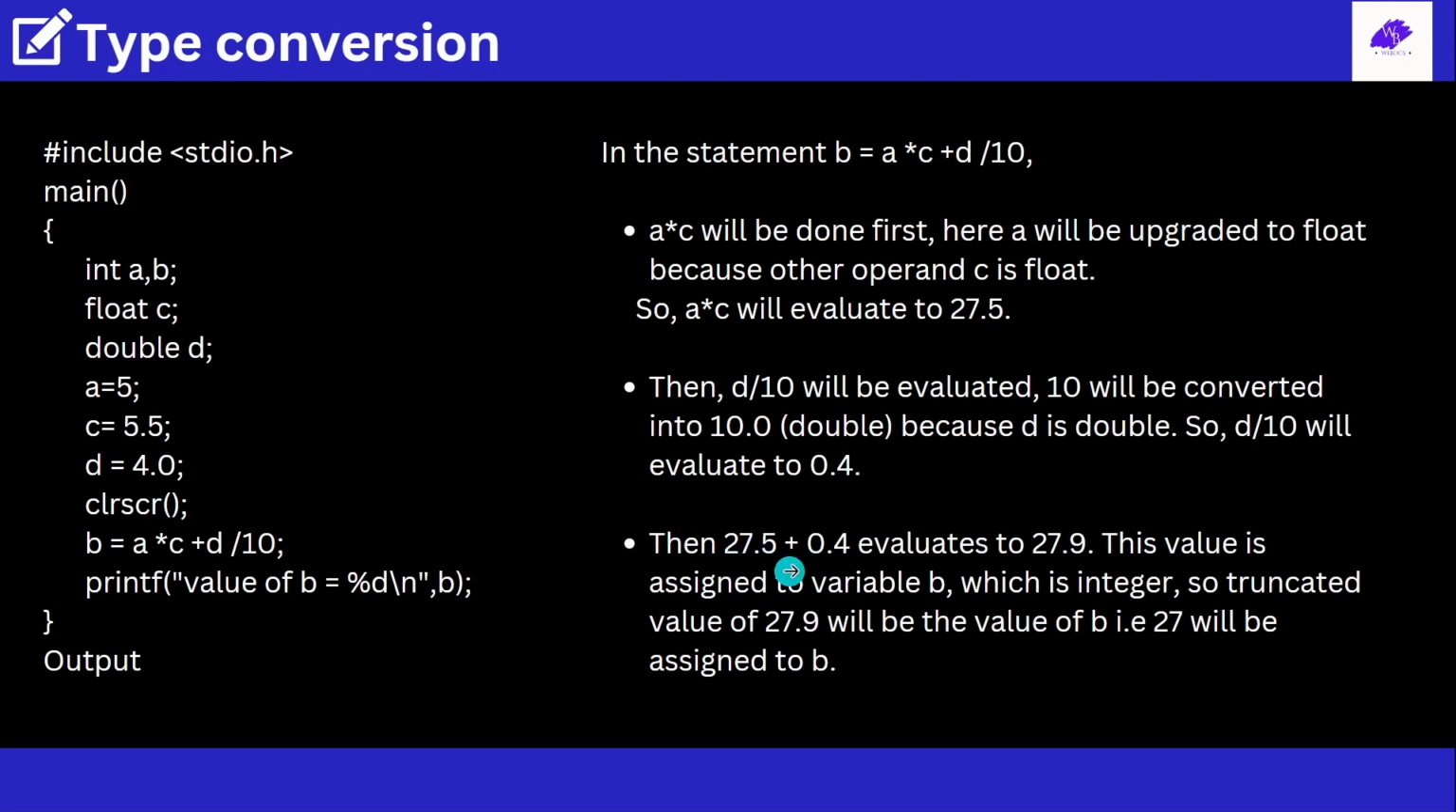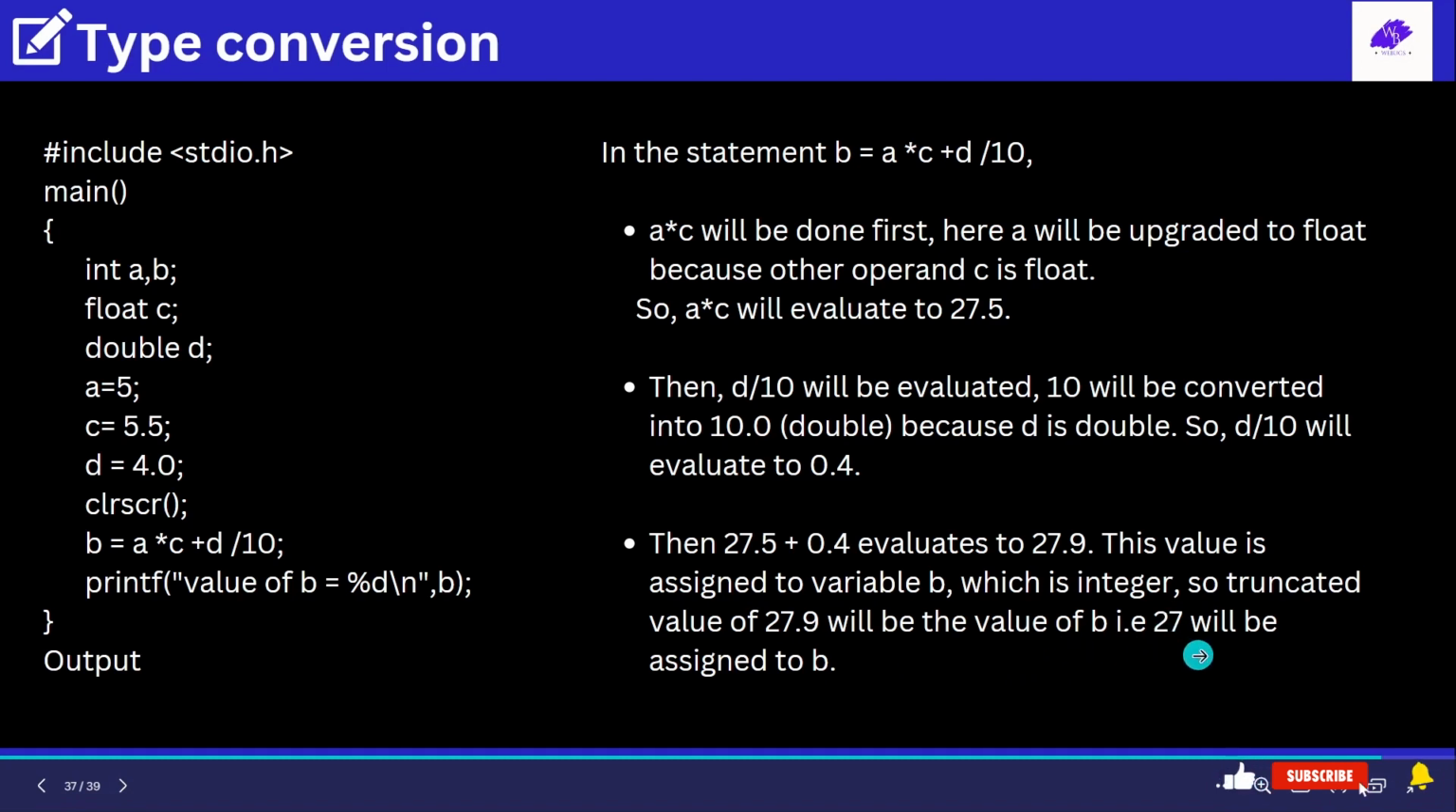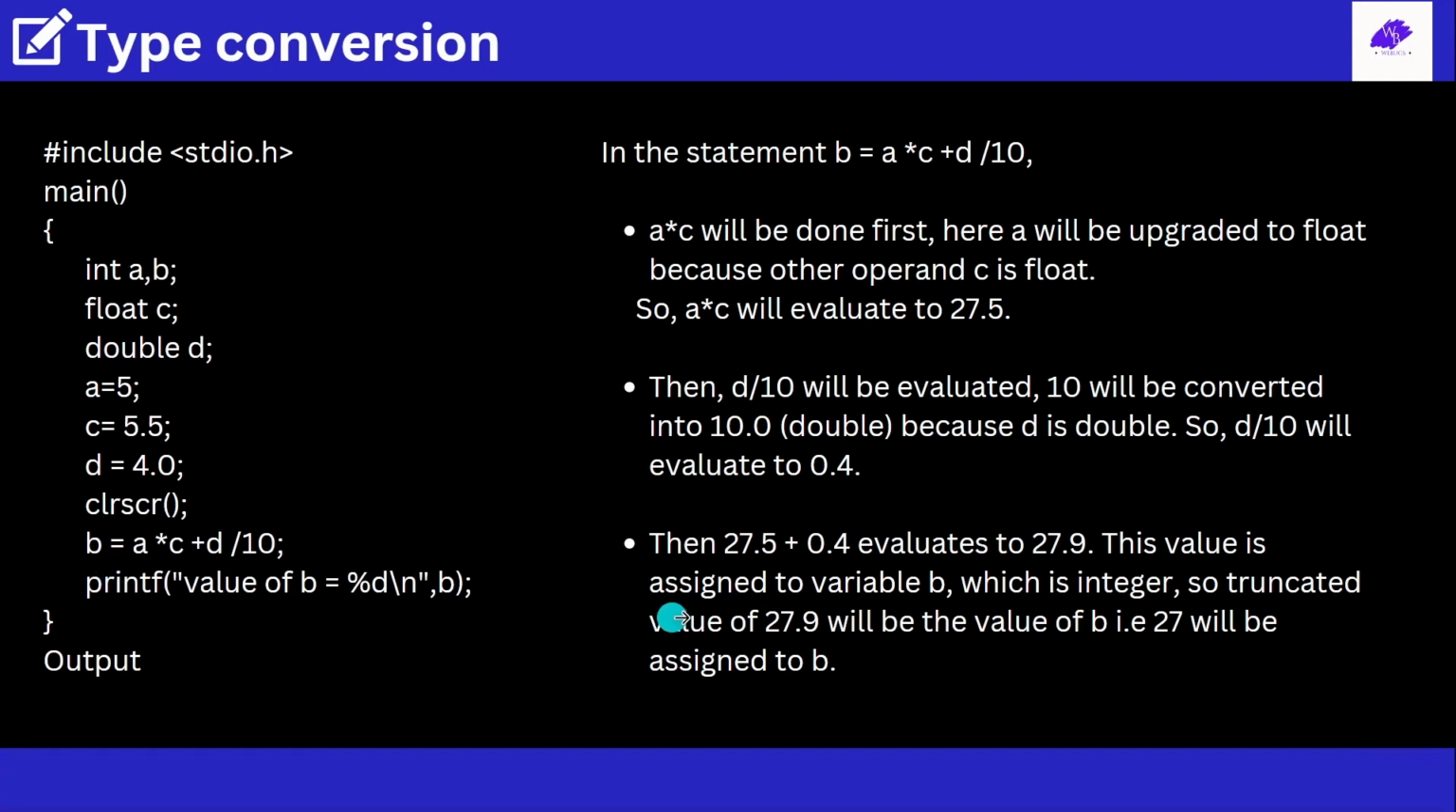Then 27.5 plus 0.4 evaluates to 27.9, which will be assigned to b, but here b is an integer. This value is assigned to the b variable, which is an integer. So the truncated value of 27.9, that is 27, will be assigned to b. So we have not converted the type for the b variable. Here the correct answer is 27.9, but due to the integer type of b, the answer shown in the printf statement will be 27. So it is a wrong one.